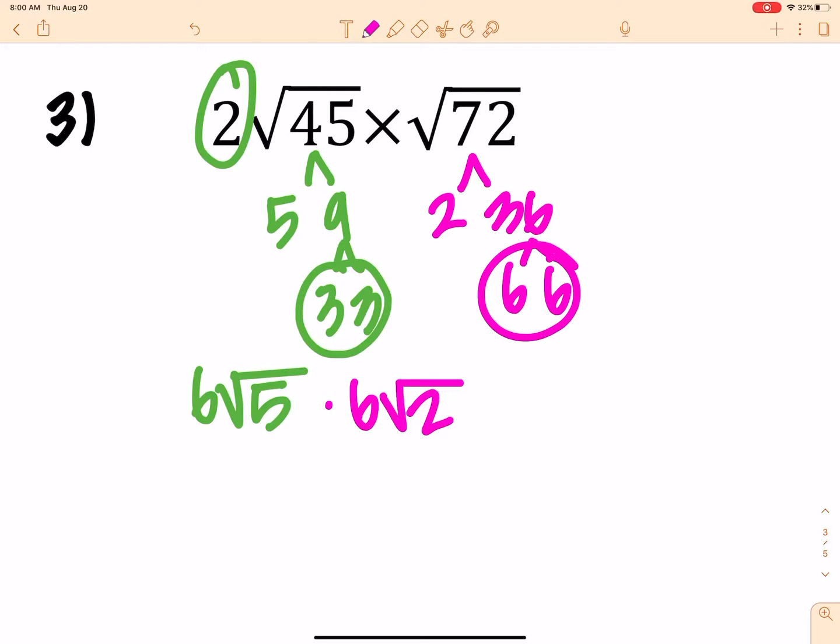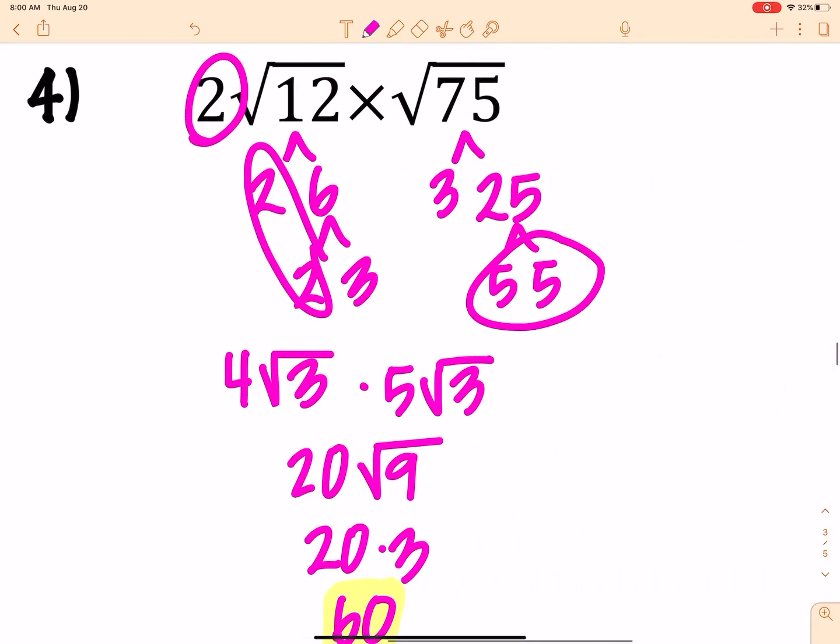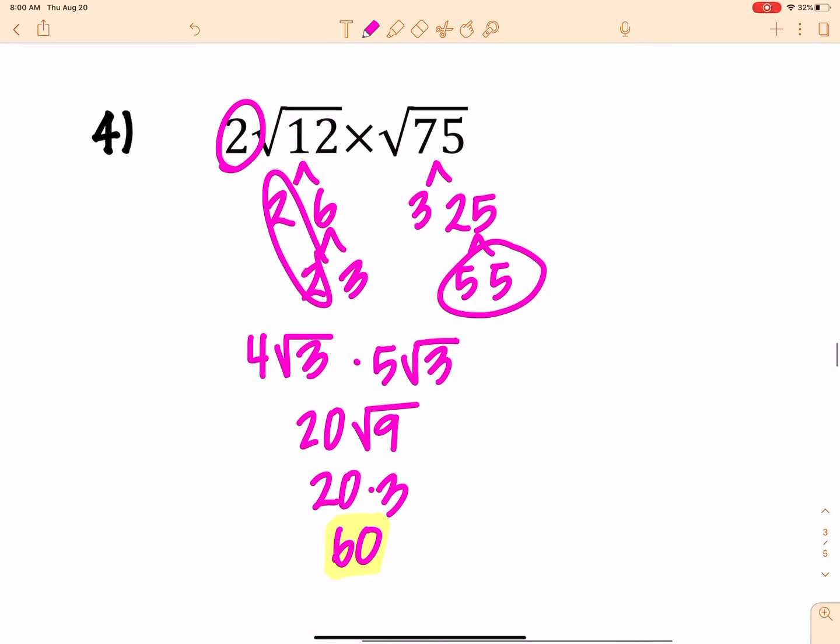So 6 times 6 is 36 on the outside. 5 times 2 on the inside is 10. That's as far as we can go because we can't simplify 10. So that is your final answer. So try number 4 all by yourself and then return back for the answer. All right, number 4, you should get 60 as your final answer.